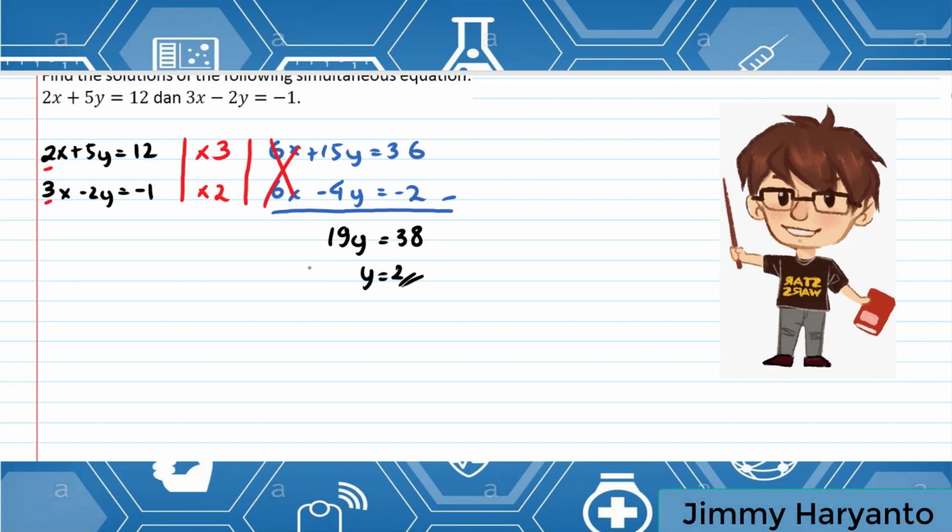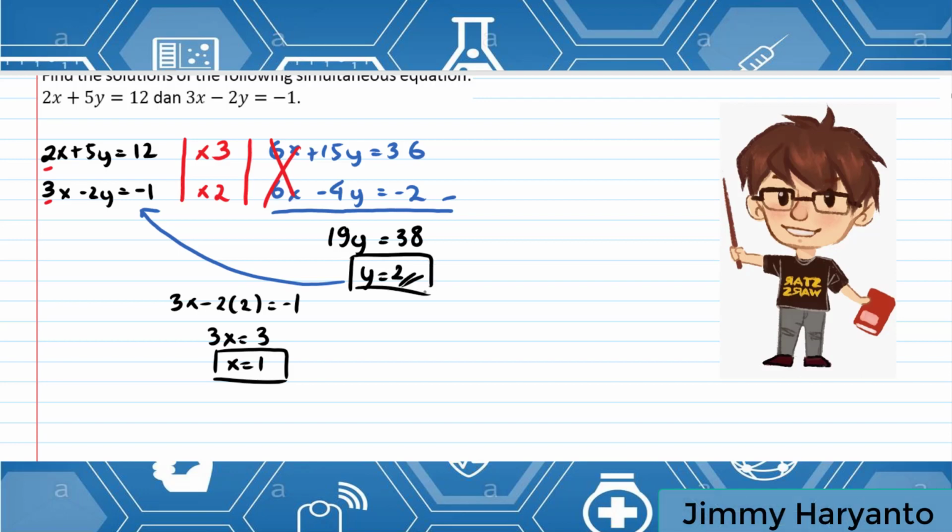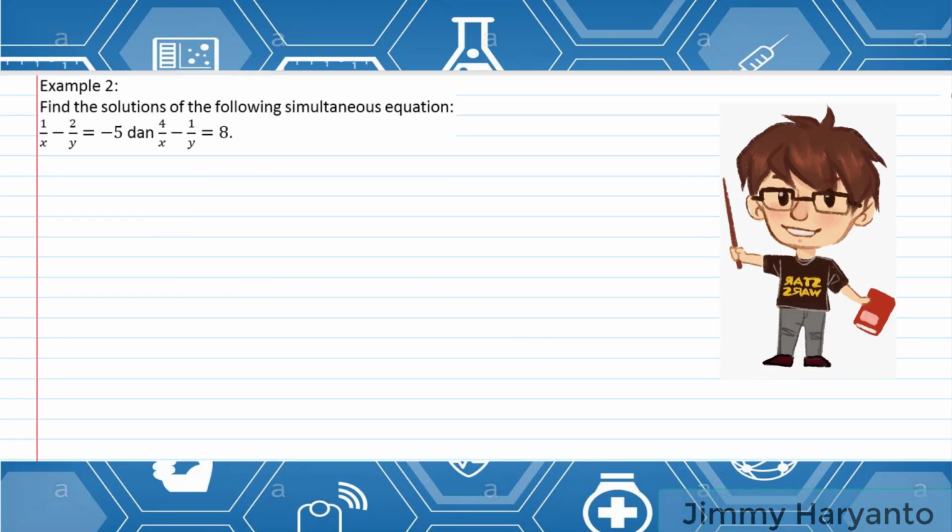And then I will use substitution right there. So I will have 3x minus 2 times y, which is 2, equals negative 1. 3x equals negative 1 plus 4, which is 3, so x equals 1. There you go, we already have our solution. x equals 1 and y equals 2. We write the solution set equals, in brackets, 1, 2. Easy, guys.